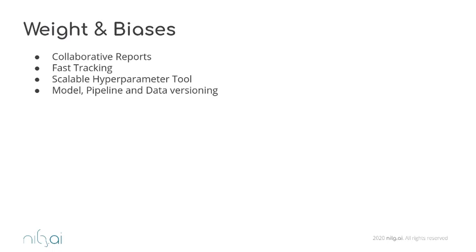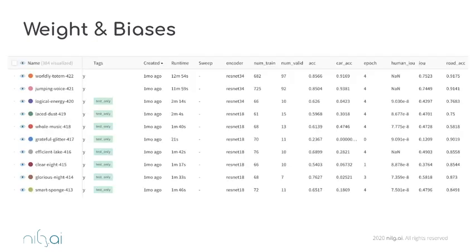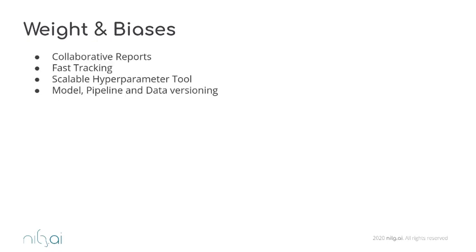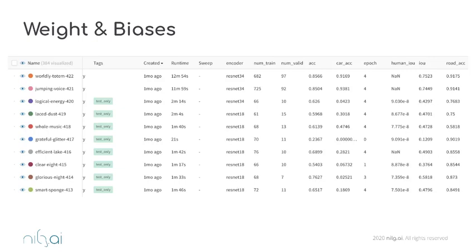So Weights & Biases. It has collaborative reports, fast tracking, a scalable hyperparameter tool, and model, pipeline and data versioning. I wanted to mention this one, but it's the only one that I haven't tested, though it has been extremely popular in recent years. The difference between this one and MLFlow is that MLFlow is a lot more mature, but Weights & Biases is extremely popular in research.